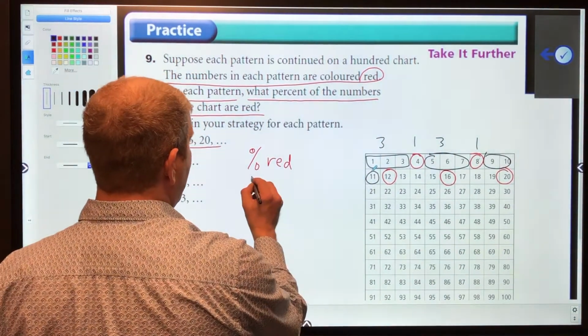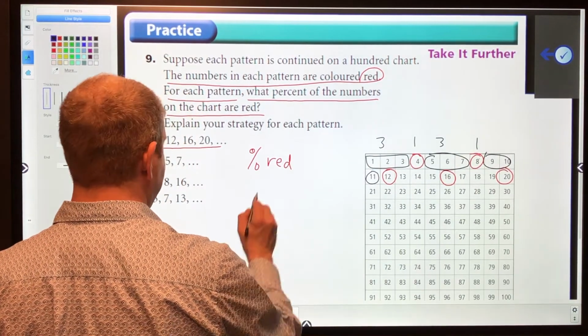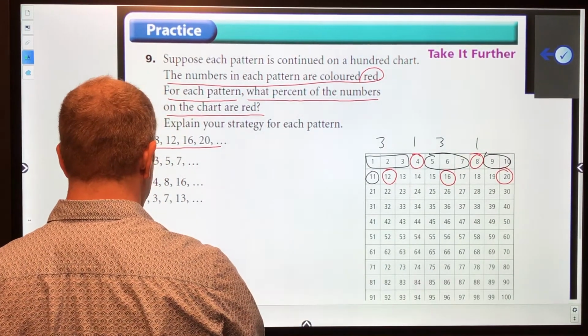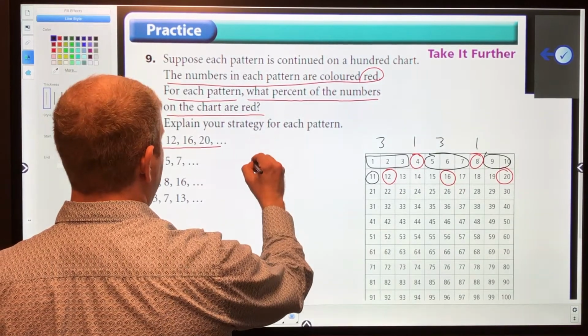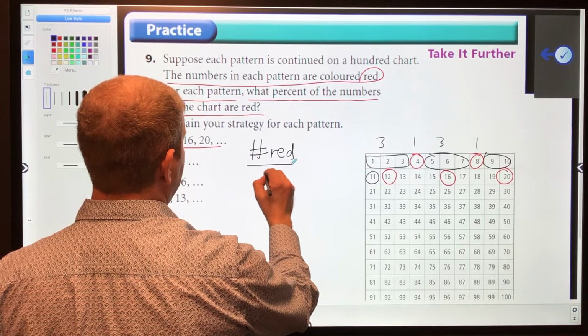So if I were to say, what's the number of reds? Let me just erase that for a second. Number of red over total.